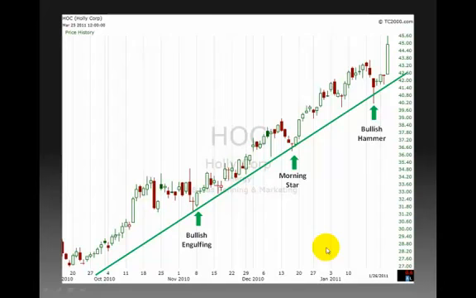Okay, now I don't want you to think that this is just for long trades. This works for short trades as well. Let's move on to another chart.